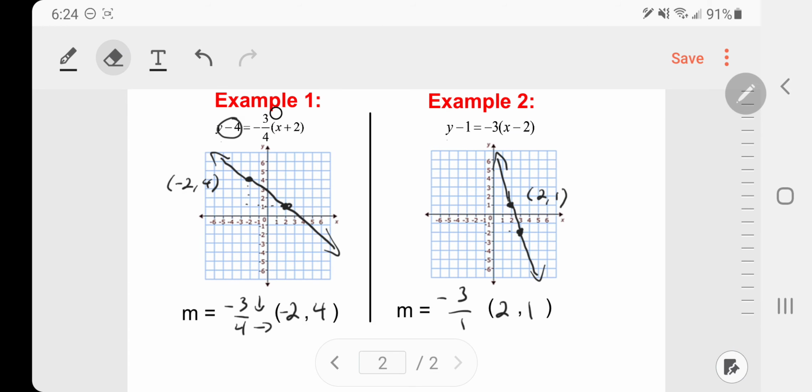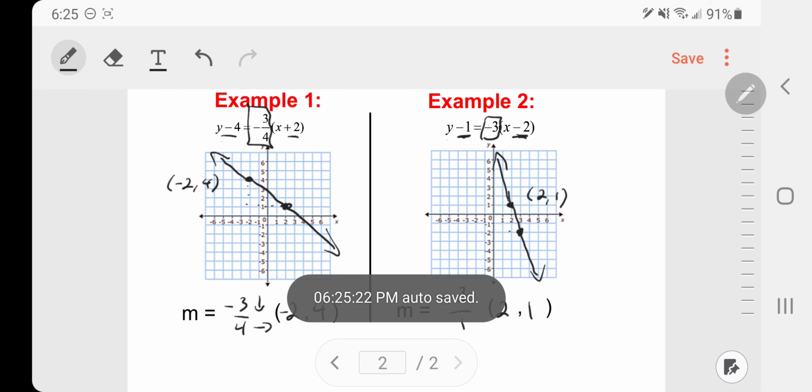Again, with each of these, what you're doing is you are using the equation to get your starting point, and then you are using your slope to tell you which direction to go to get your next point on the line. Again, you need 2 points to graph a line in order to do that accurately. All right, that's pretty much all you have to know as far as graphing point-slope form goes.